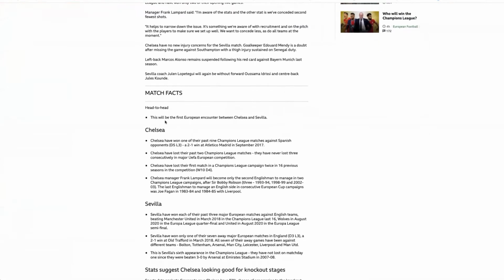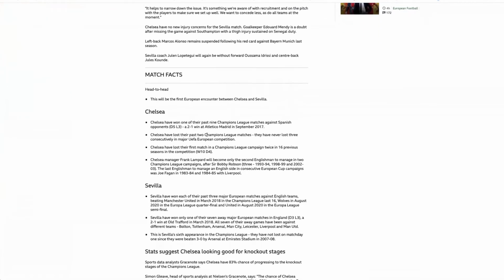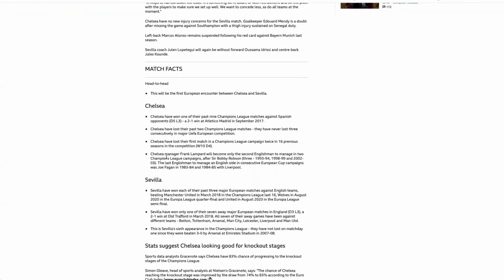Let's have a look at some facts, all right? Chelsea have won one of their past 9 Champions League matches against Spanish opponents. They've drawn 5 and lost 3. The only win was 2-1 at Atletico Madrid in September 2007. They've lost their past 2 Champions League matches. They've never lost 3 consecutively in major European competition. They've lost their first match in a Champions League campaign twice in 16 seasons.